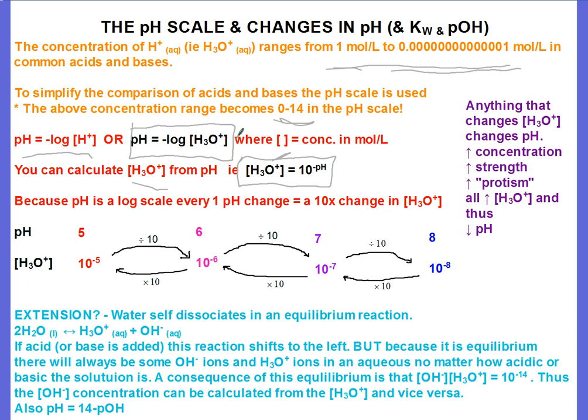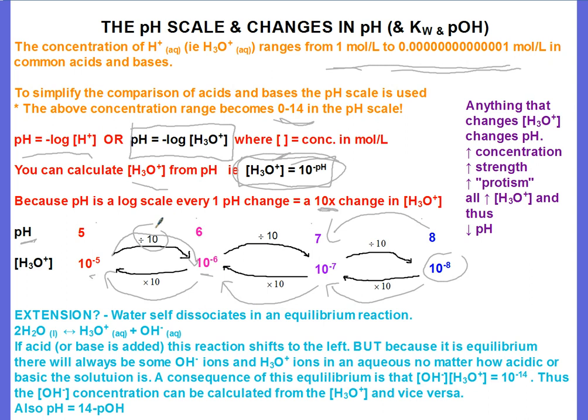Now, because pH is a log scale, that means every 1 pH change equals a 10 times change in hydronium ion concentration. To prove that, just take a few sample pH numbers, 5, 6, 7, and 8, and using this formula here, you can then calculate their corresponding hydronium ion concentrations. 10 to the minus 8, 10 to the minus 7, 10 to the minus 6, 10 to the minus 5 moles per litre. And it's clear to see that every time you decrease the pH by 1, going from 8 to 7, you're actually increasing the hydrogen ion concentration by 10 times. Every jump down in pH by 1, you're multiplying the hydronium ion concentration by 10, or similarly, every time you jump up 1 on the pH scale, you're dividing the hydrogen ion concentration by 10.